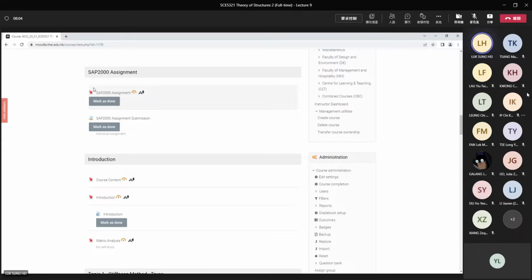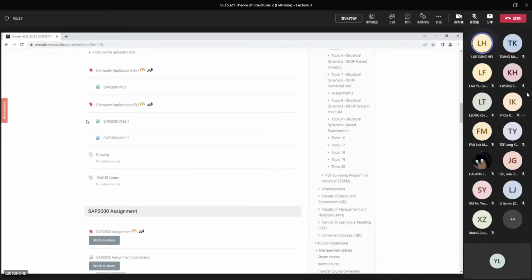This is an individual assignment. What you have to do in this assignment is similar to what we did in our workshop. You build a model, calculate the torque drift, find out the moment diagrams, and find out the mode shapes and modal frequency. Exactly similar to what we did in workshop 1 and workshop 2. I've also uploaded a video for workshop 1 and workshop 2. If you like, you may also have a look at the videos.